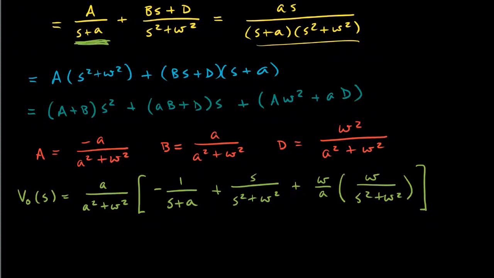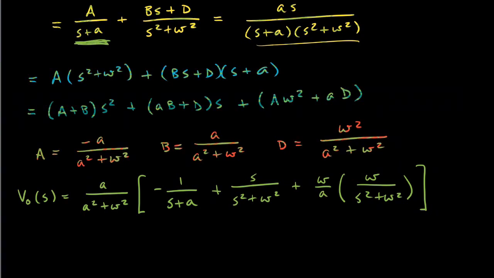Okay, so you may think, well, that seems kind of cryptic, but it's really not that bad. It all fits together. I essentially just took these terms, the A, B, and D, put them back into this expression at the top, and then factored out the a over a squared plus omega squared to simplify. So I did that all in one chunk there, but it's not so bad.